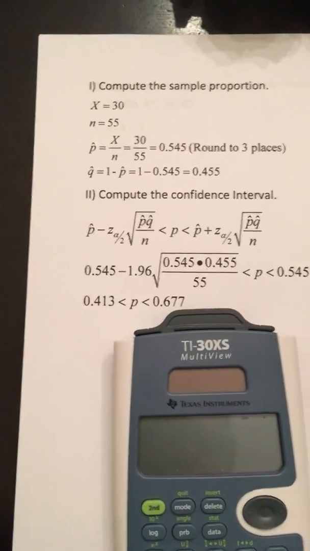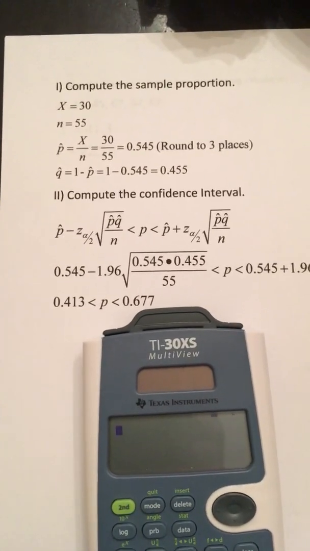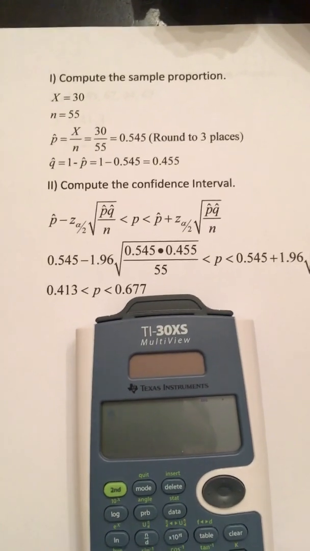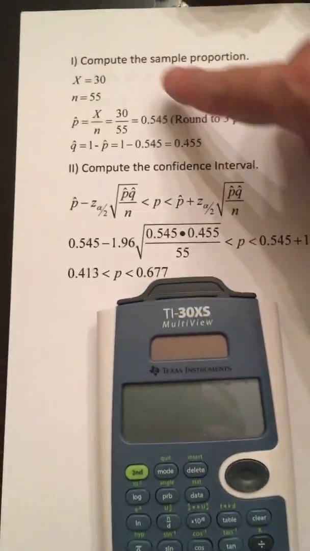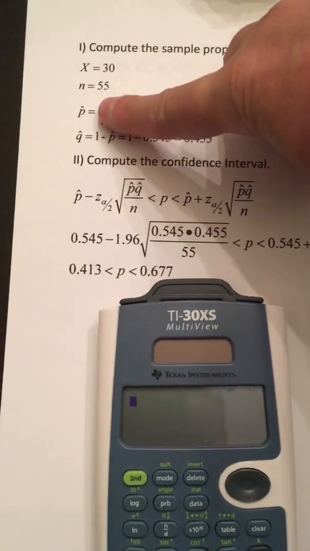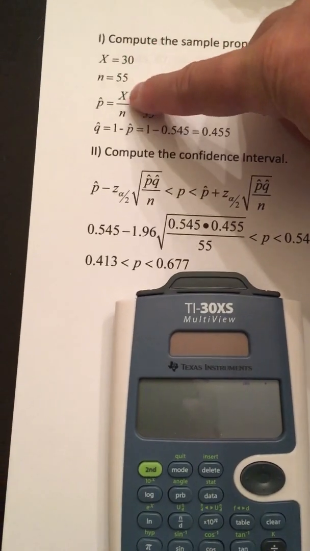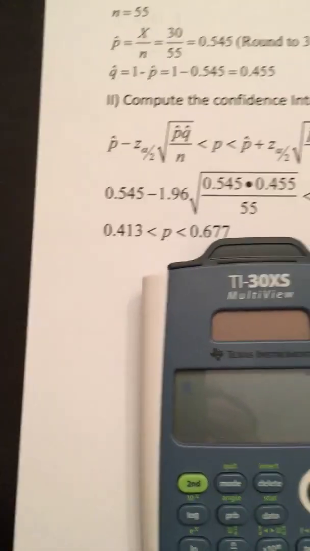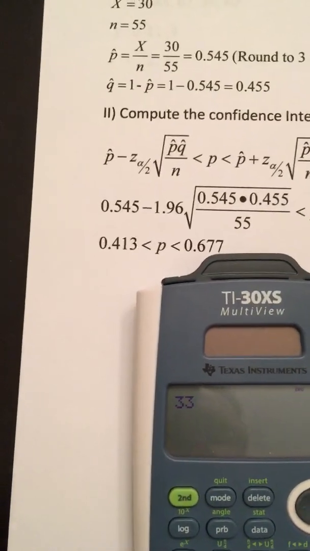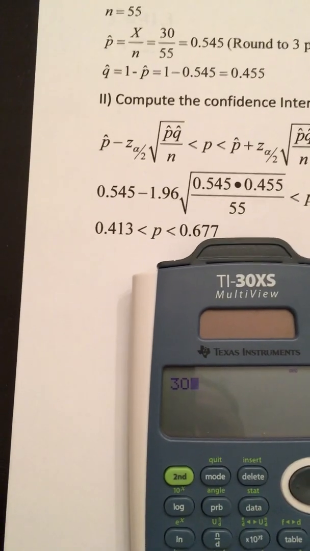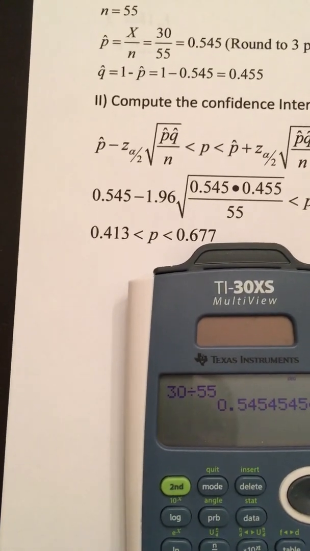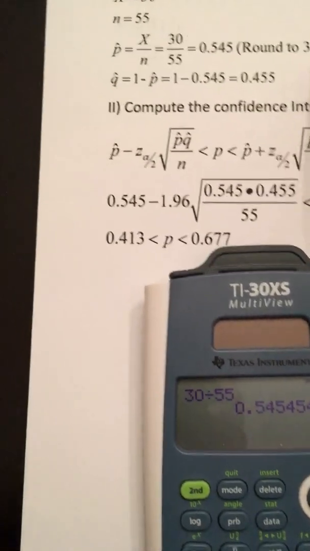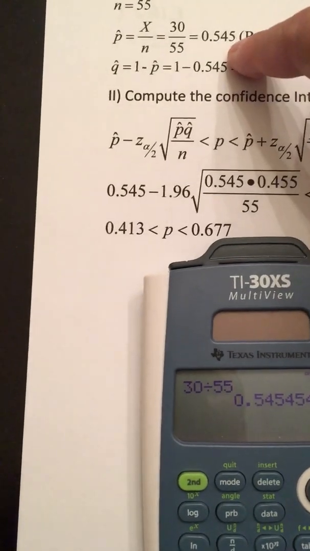So we're going to calculate the confidence interval for proportion using the TI-30XS. Step one is to compute the sample proportion, which is going to be x equal to 30 divided by n equal to 55. So let's type that in our calculator. 30 divided by 55, we're going to get 0.545, which we'll round to three places, 0.545.